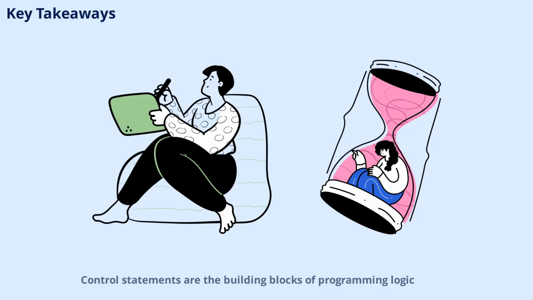Control statements are the building blocks of programming logic. They help you make decisions, repeat actions, and control the flow of your code. With selection, iteration, and jump statements, you can write programs that solve real problems and make life easier. Practice using these statements and you'll become a programming pro in no time.